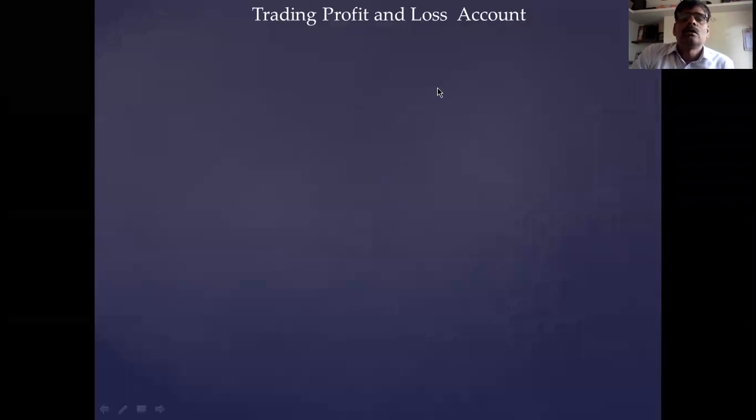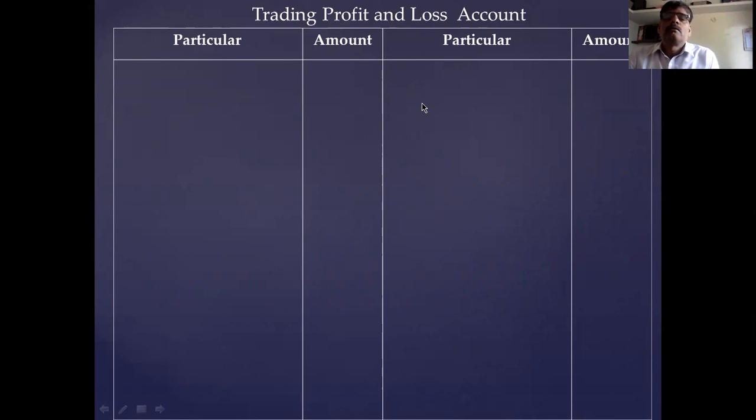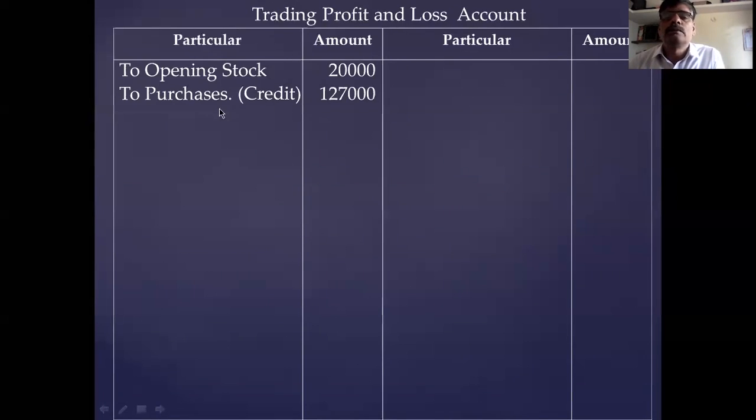Okay, you see the trading and profit and loss account. It is simple. There are no such type of complicated adjustments. First, you take the opening stock from the opening statement of affairs, 20,000. Then you take the purchases. Only one purchase is there, that is the credit purchase, not in the cash book. In the cash book, there is no purchase. Therefore, you take credit purchase from the creditors account, 1,27,000.